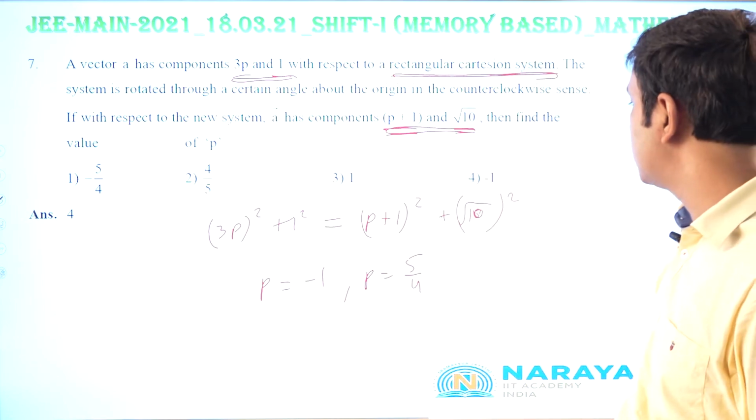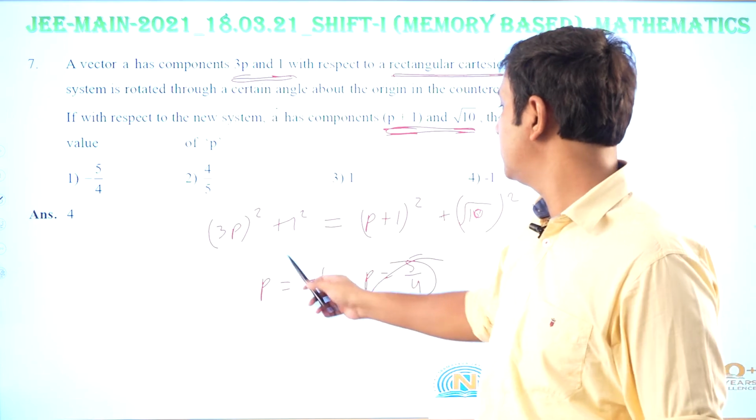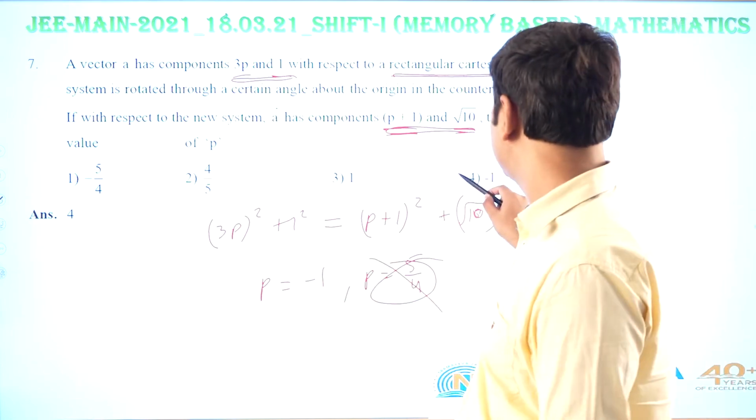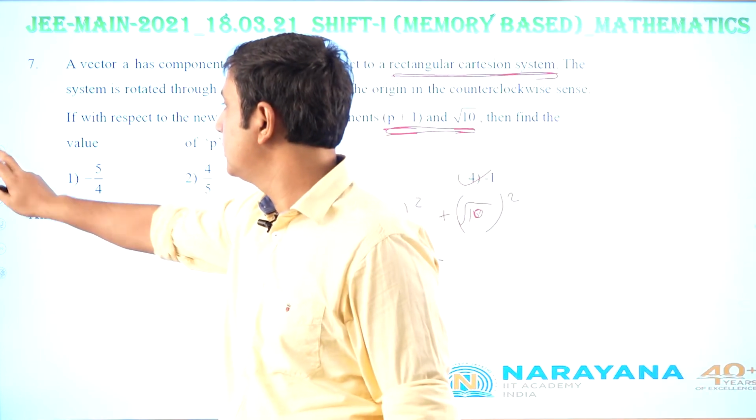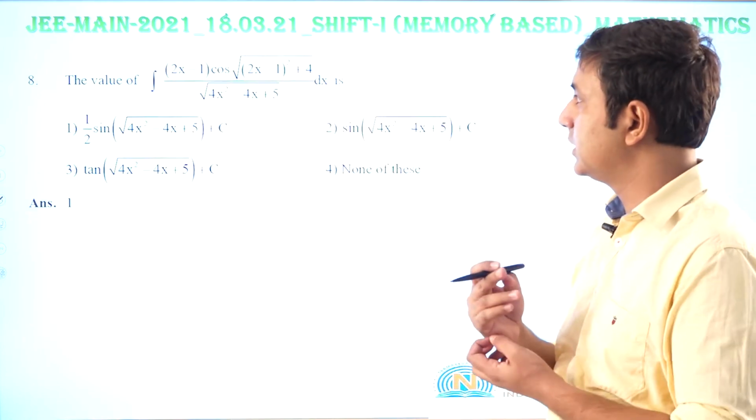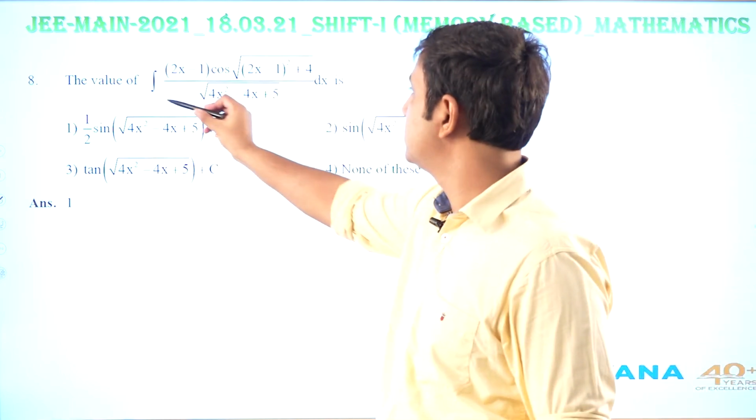Now notice that p is equal to 5 by 4 is not visible anywhere. So we'll cancel that and we'll mark p is equal to minus 1, fourth option. Moving on. Now we have this integration, the value of this integration.